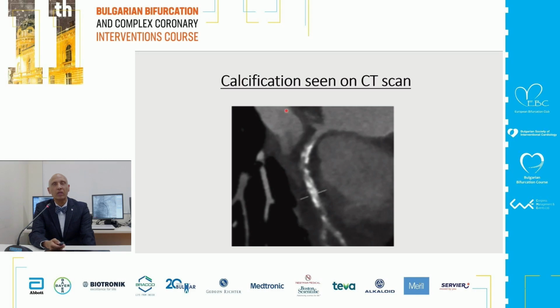This is an example of calcification that is seen on CT scan. This is the right coronary artery, and you can see that there is a lot of calcification. However, it does not tell you whether it is circumferential, what is the angle that is subtended, whether it is superficial or deep. So it tells you calcification, but does not really tell you how you can plan the procedure, except you have to have a low threshold for using plaque modifying devices.